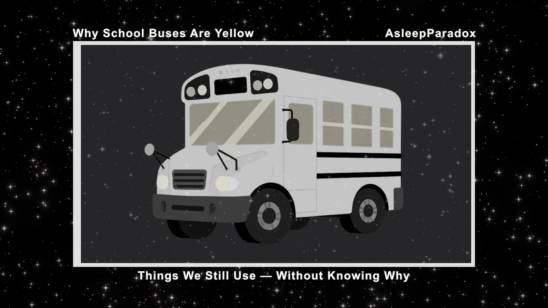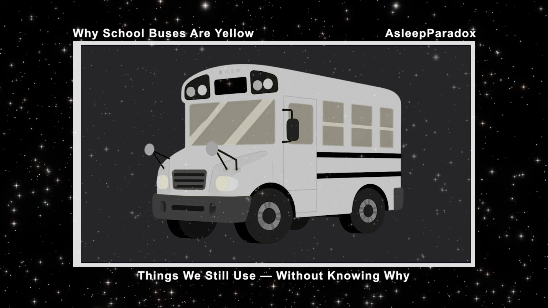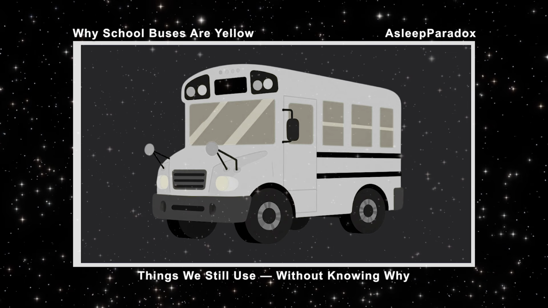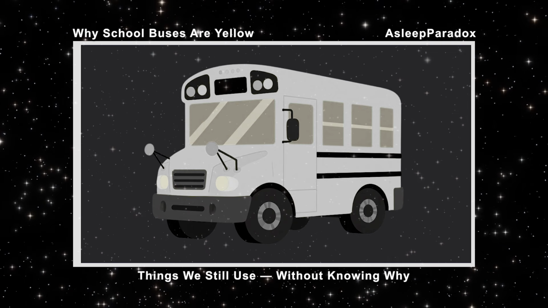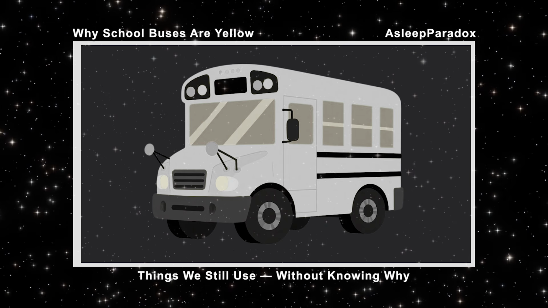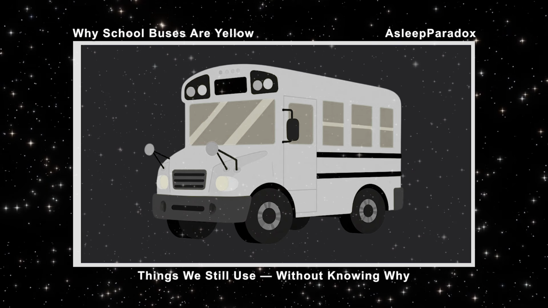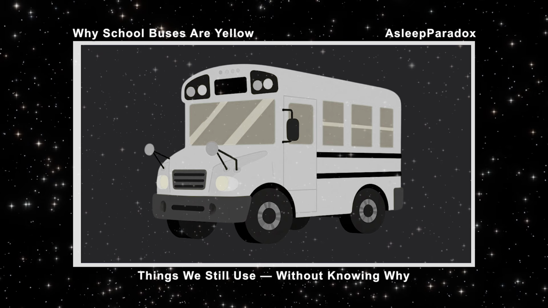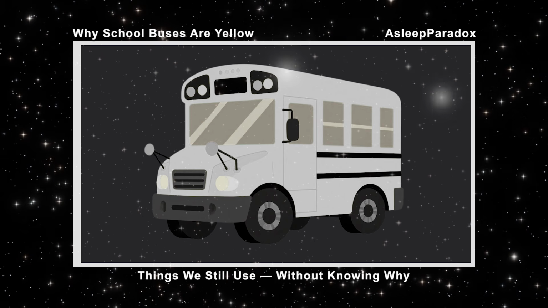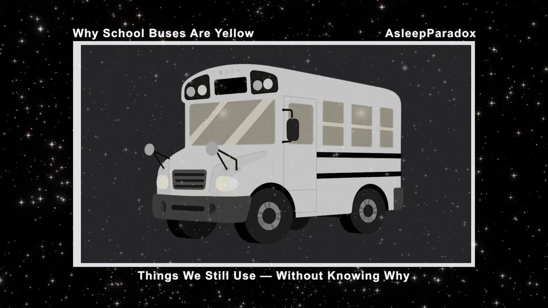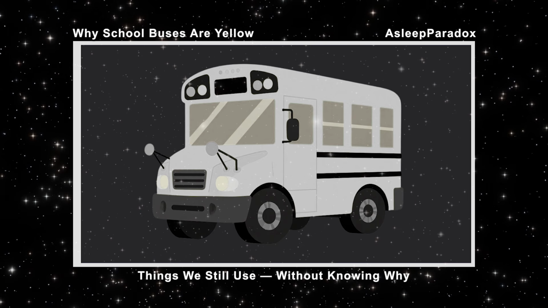The adoption of yellow coincided with other safety reforms. The conference established specifications for body construction, seating, and emergency exits. By defining these standards, organizers aimed to transform school transportation from an improvised service into a regulated system. The uniform color became a visible symbol of that transformation.